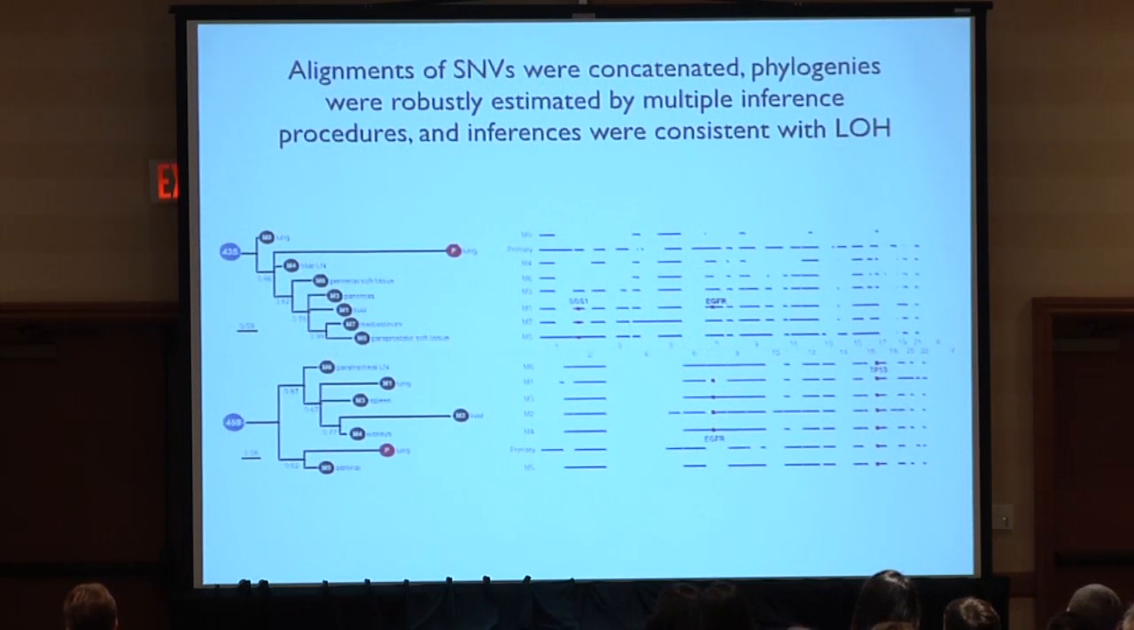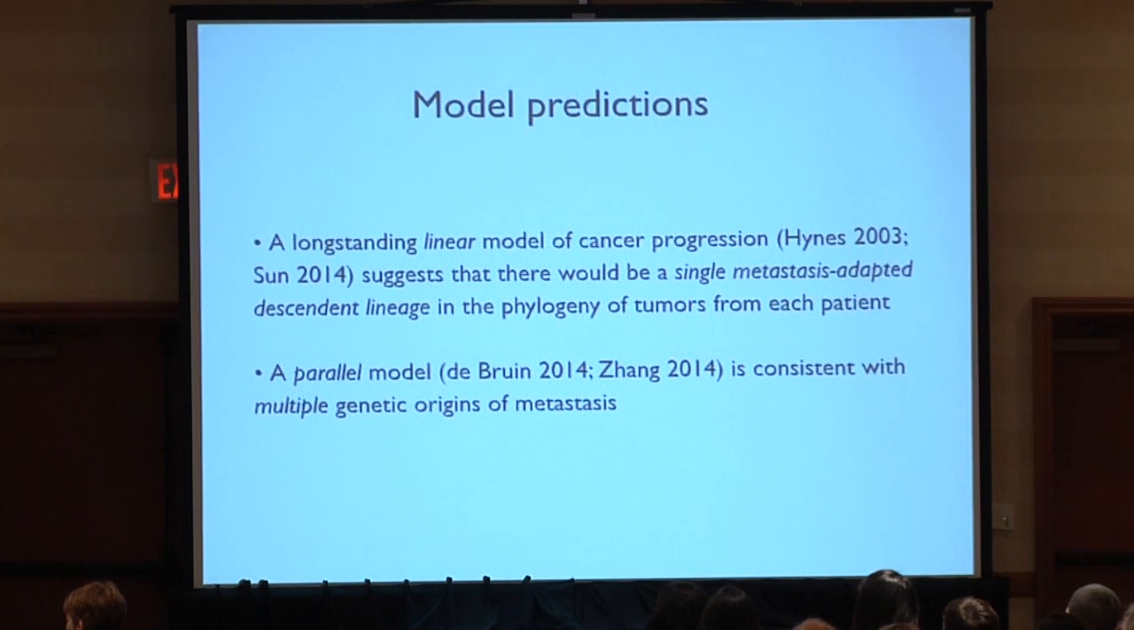I'm going to talk about the structure of the tree shortly, so you don't need to spend much time on that. The main point here is just that where we saw loss of heterozygosity, it matched the phylogeny that we inferred. So we have independent data confirming the phylogenies that we actually inferred. So I'm pretty secure that those phylogenies are correct.